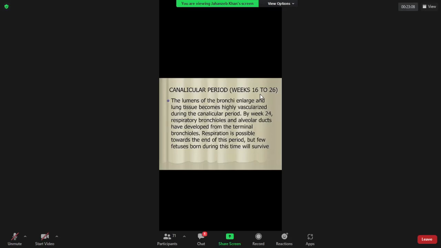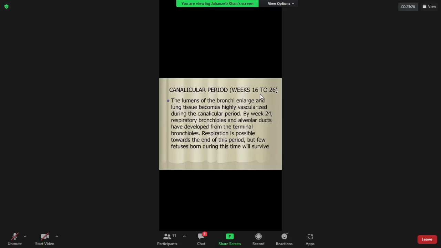ठीक है ना, हाईली वेस्कुलराइजेशन। पहले क्या होता, कोई वेस्कुलराइजेशन नहीं हुई थी। 16 से 26वां वीक के अंदर आप खड़े हुए हैं, और अब आपके पास जो है वो by the 24th week, respiratory bronchioles and the alveolar ducts have comparatively developed enough from the terminal bronchiole.